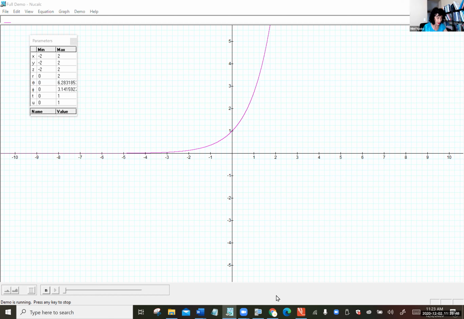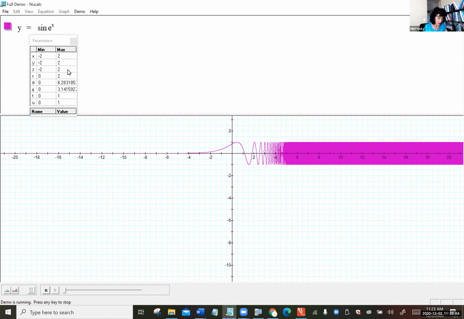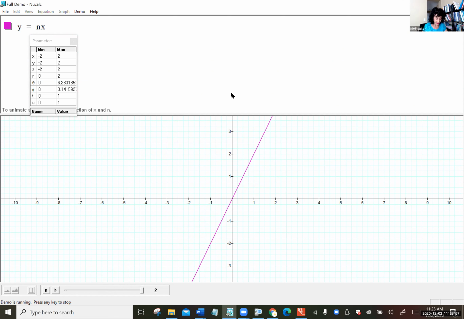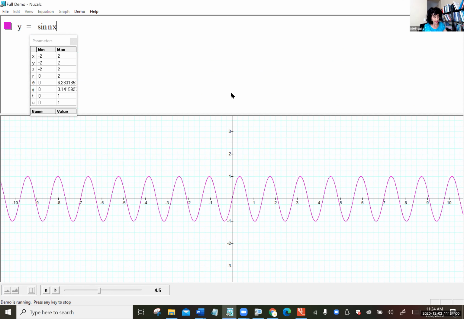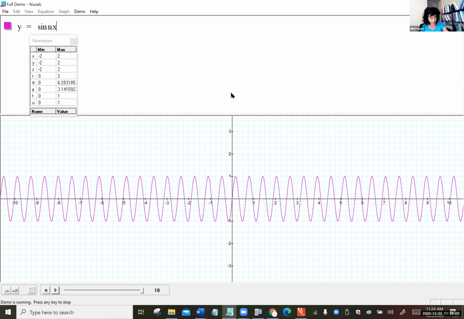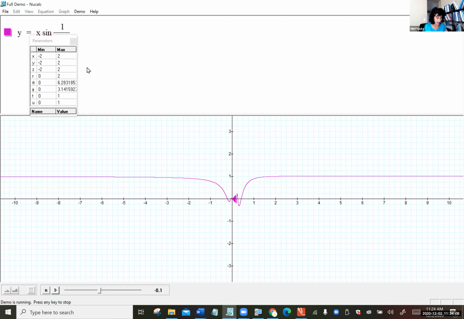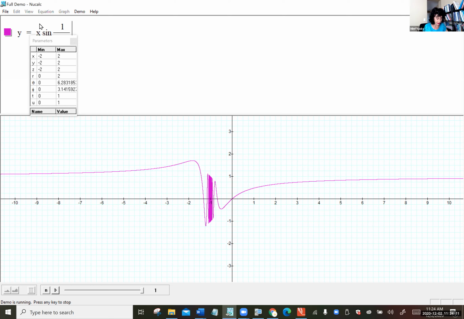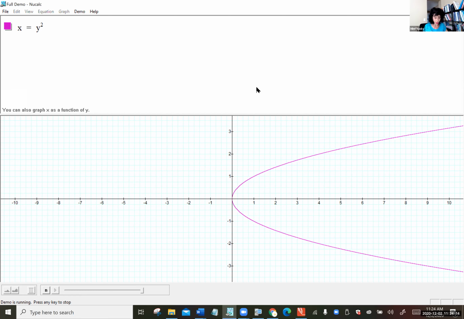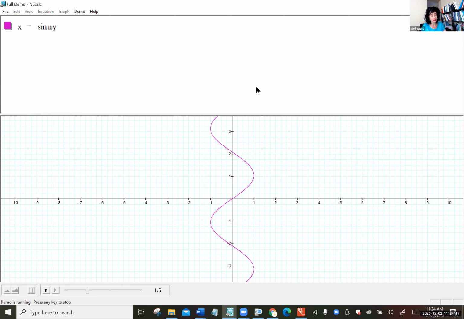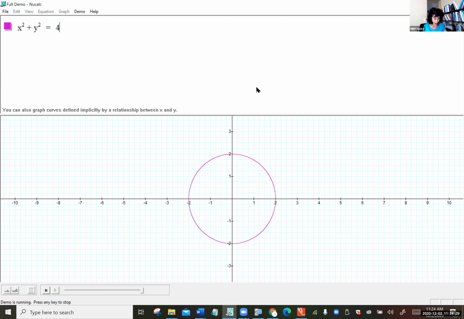Hold on a second. Let me just show you something here. That's y equals e to the sine of x. Here's sine nx, where n can be variable. So if you have sine 2x, 3x, or whatever, ooh, that's sine of e to an exponential. There is another exponential involved where x sine of 1 over x or whatever. X equals y squared. This software, you can graph functions of y, which is way cool. There is r equals 2. You guys know that. I just showed you. Ooh, there's one of those 2 cos 2 thetas. There's the spiral.